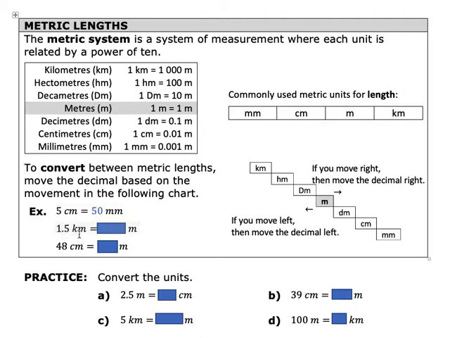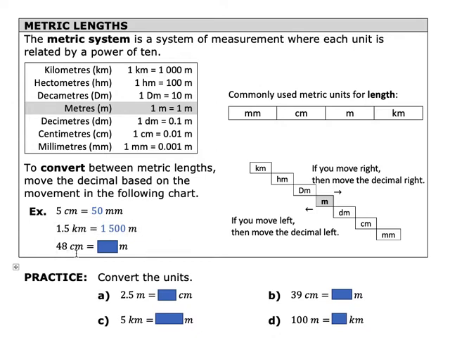Next, 1.5 kilometers. Kilometers are here, and we're switching to meters. 1, 2, 3 spaces right. And if we move our decimal 3 spaces right, 1, 2, 3, it would be 1,500.